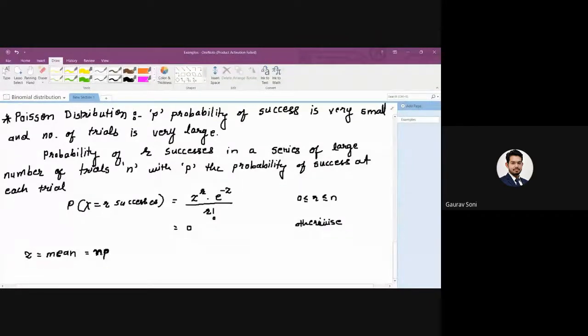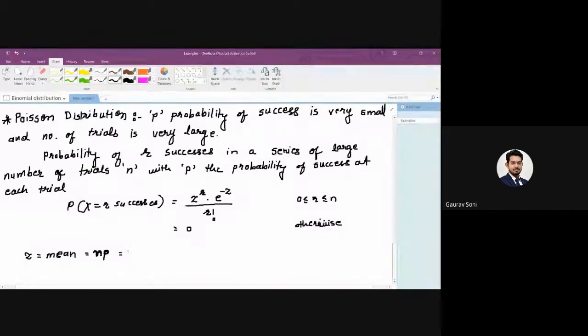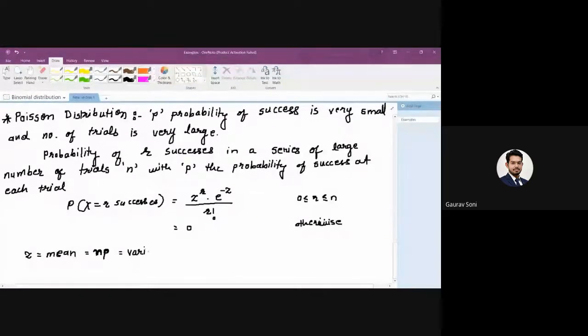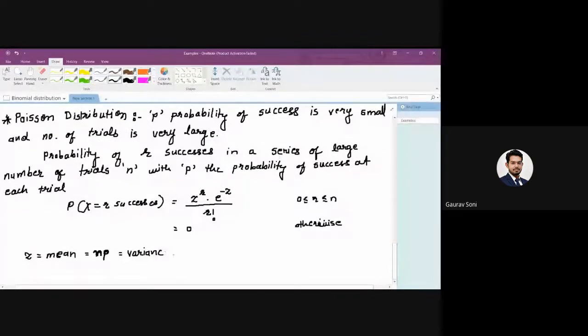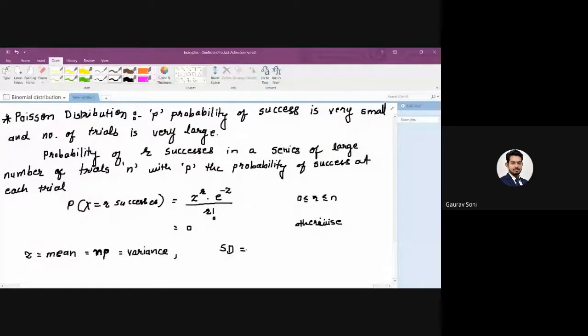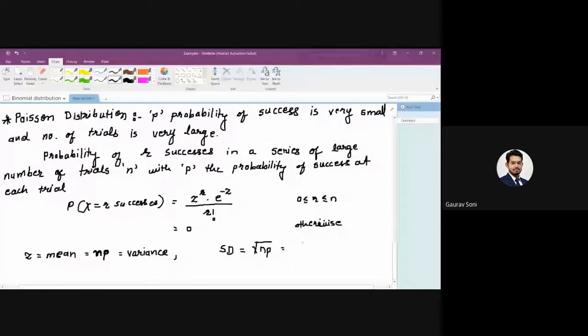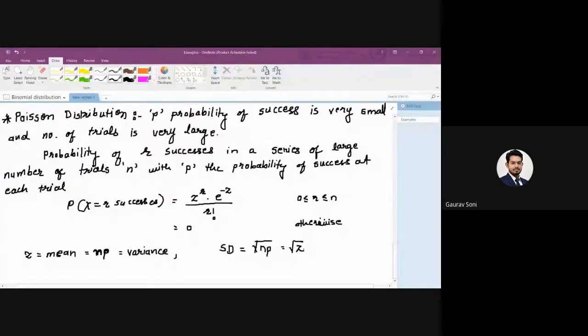If the mean is directly given, the mean of this random variable is this, and then we can directly take this as z, which is also equal to the variance. So the standard deviation for the Poisson distribution is going to be under root np, which is equal to under root z.